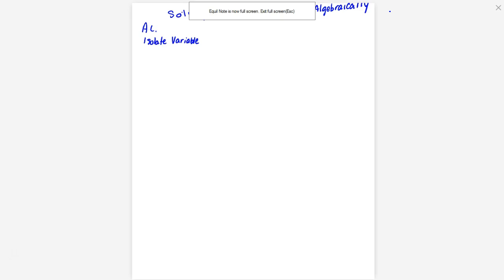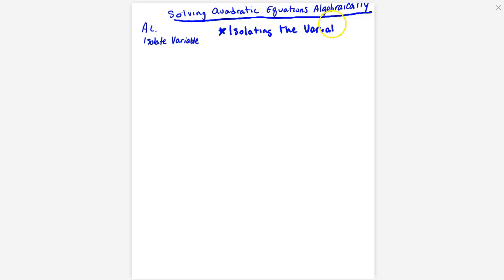All right, you guys. Now that we have solved quadratic equations graphically, we're going to work on solving quadratic equations algebraically. So it's just like solving any other equation, which means it is about isolating the variable by undoing the operations. Okay, and you know we undo operations by using inverse operations.